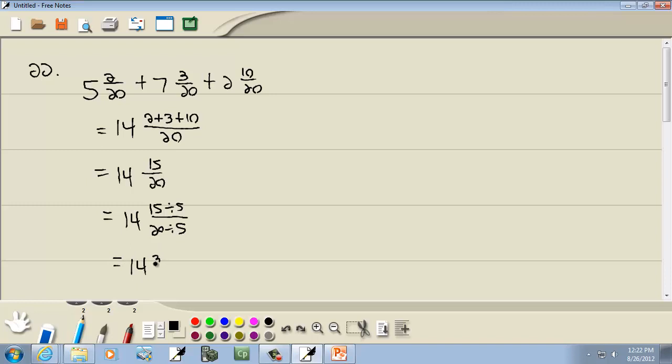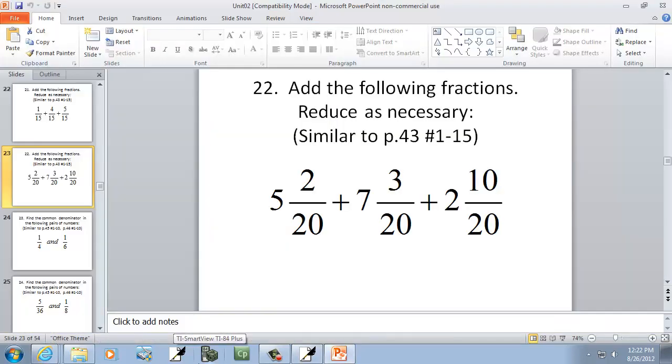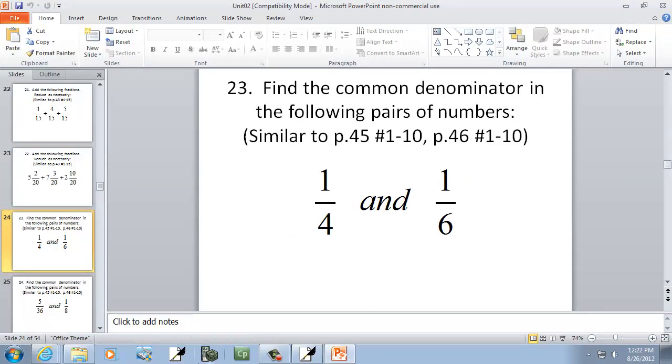Well, 15 divided by 5 is 3. 20 divided by 5 is 4. So our answer would be 14 and 3/4. Now those were the fairly simple ones. Now we're going to start getting into what do you do if you don't have the same denominator. Those are the ones a little bit harder.